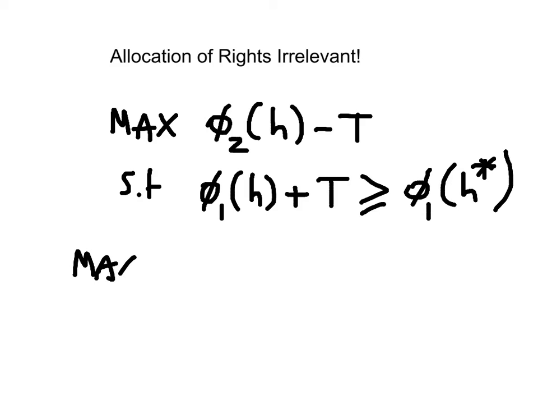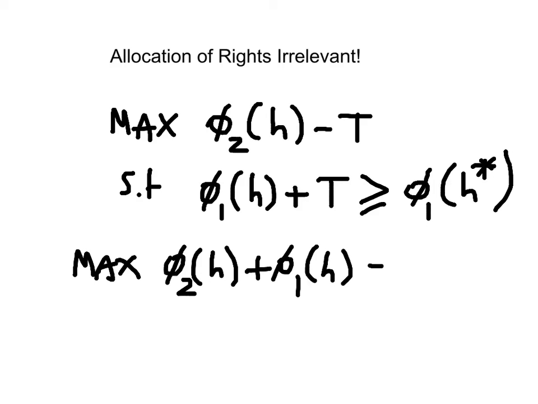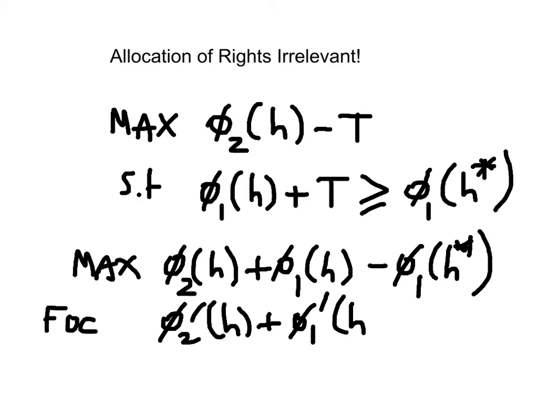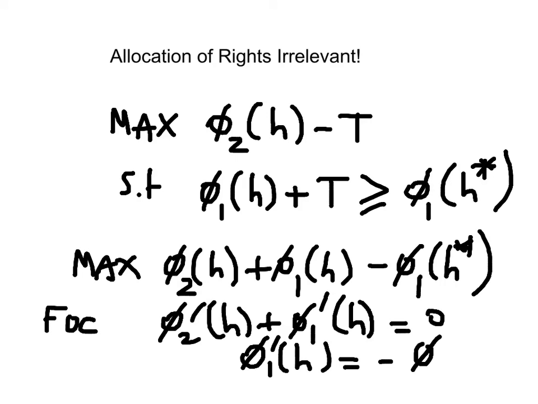So if we plug the constraint into the function, we have to maximize this expression here. The first order condition becomes as follows. Assuming an interior solution, this is equal to 0. This term here drops off. And so this becomes, again, the same first order condition that we've seen for the Pareto optimal solution.